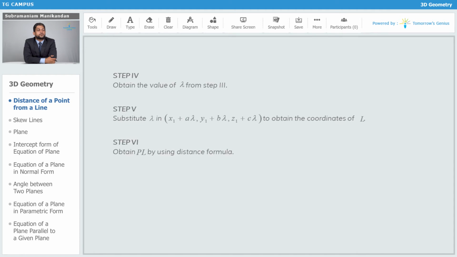and then we substitute the value of lambda in the coordinates for L, which is (x1 + a lambda, y1 + b lambda, z1 + c lambda). Note here that x1 and a, y1 and b, z1 and c are already known to us. We just obtained the value of lambda by applying the condition of perpendicularity. Now that we have discovered the value of lambda, we can just substitute and obtain PL by using the distance formula. So this is not a formula, this is actually a process which we use to find out the shortest distance between a given point in 3D space and the given line (x − x1)/a = (y − y1)/b = (z − z1)/c.